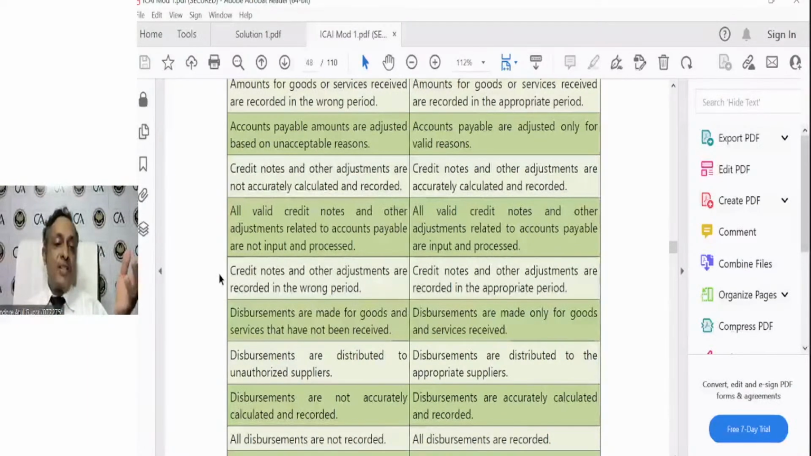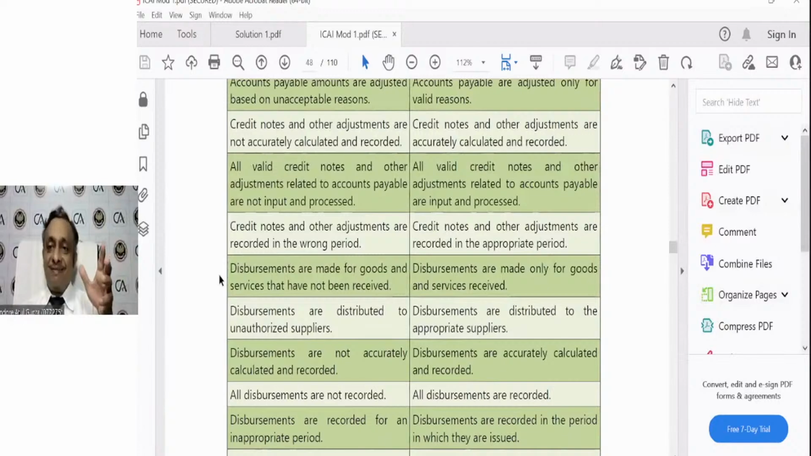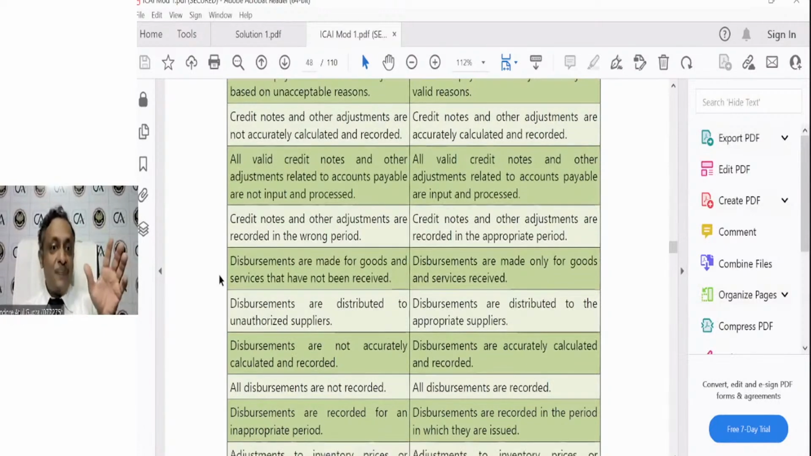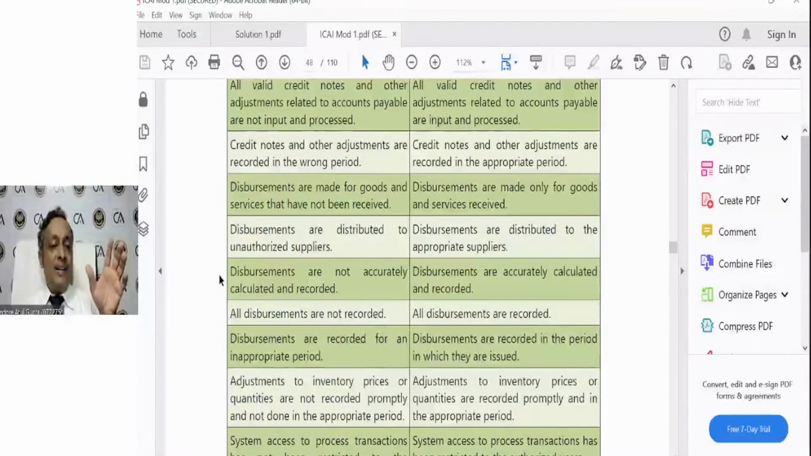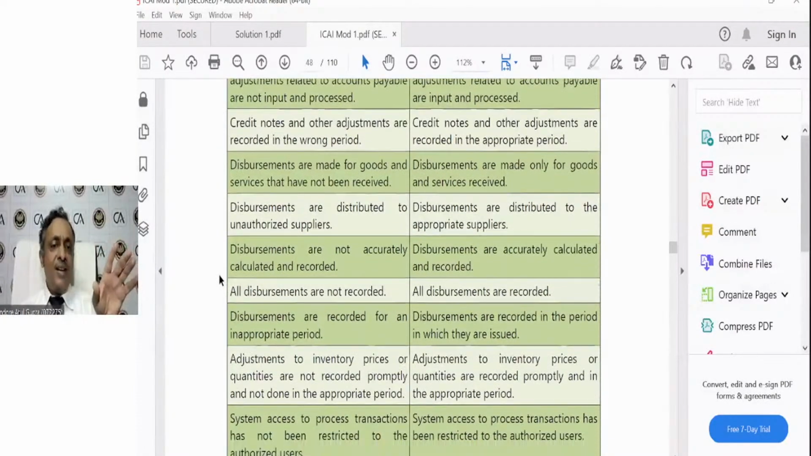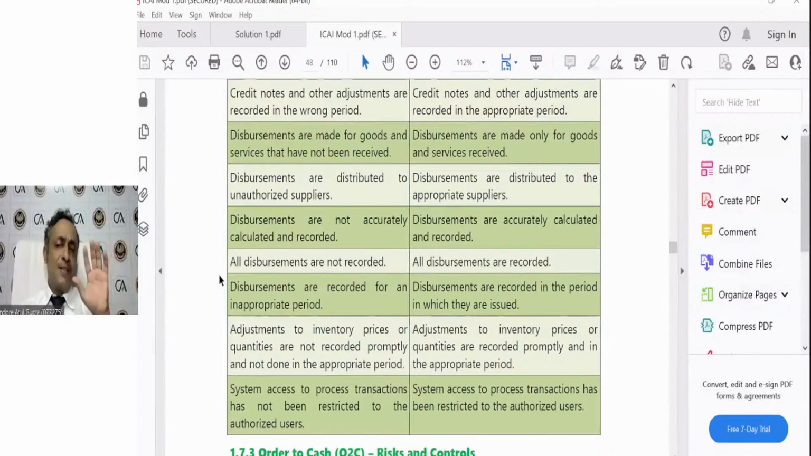Disbursements are made for goods and services that have not been received. Fraud. So it's again a fraud. Disbursements are distributed to unauthorized suppliers. Fraud. Disbursements are not accurately calculated, recorded. Fraud. All disbursements not recorded. It's a clerical accounting issue. So disbursement, again, please understand, if my system is interlinked, integrated, these issues don't come. They are basically coming from a manual system. Then disbursements are recorded for an inappropriate period. Again, an accounting issue. Adjustments to inventory prices or quantities are not recorded promptly and not done in appropriate period.